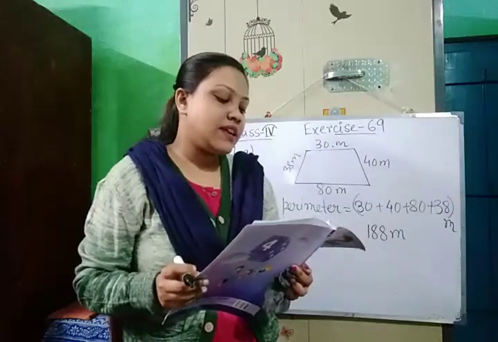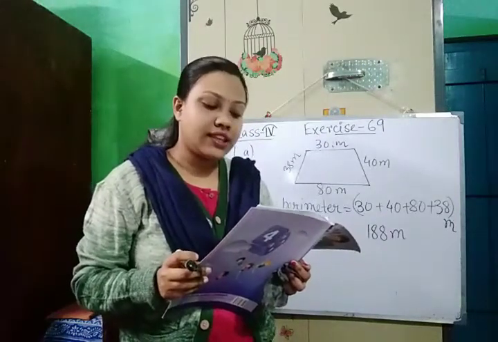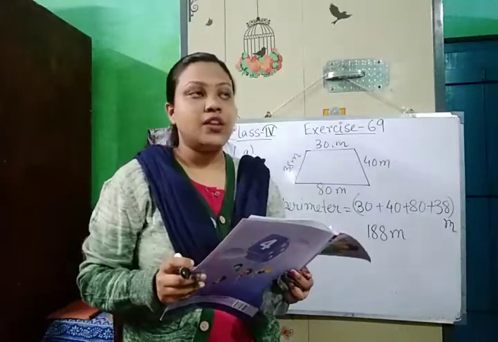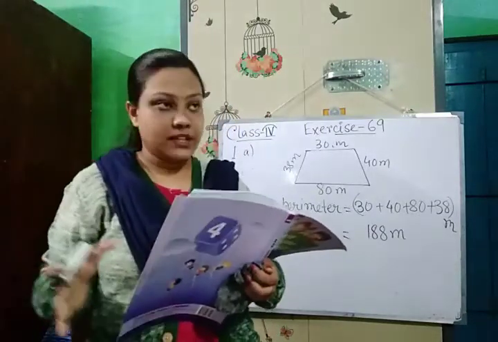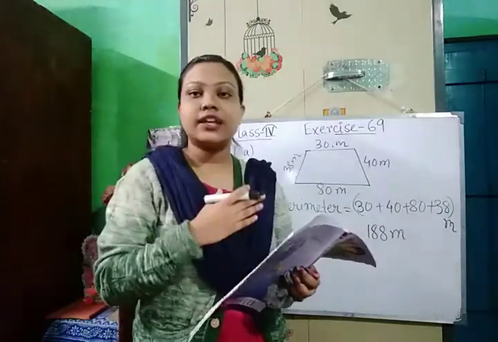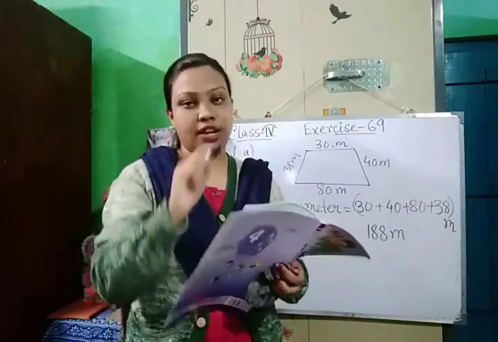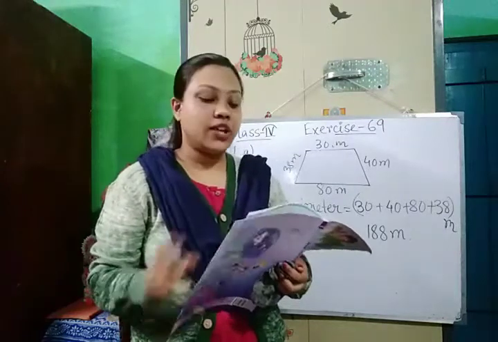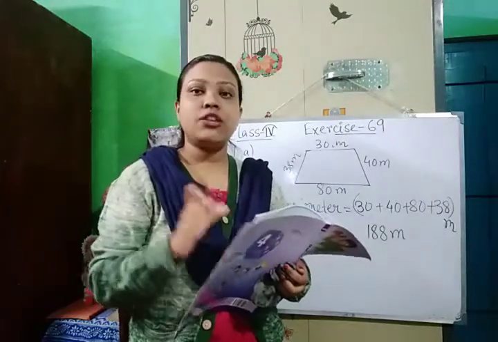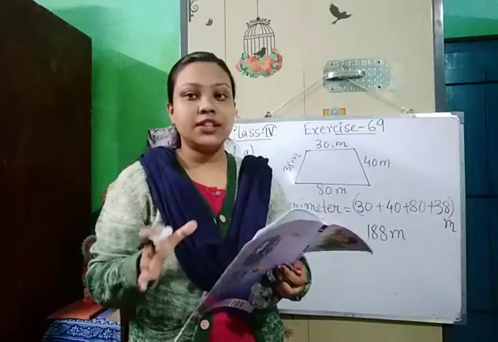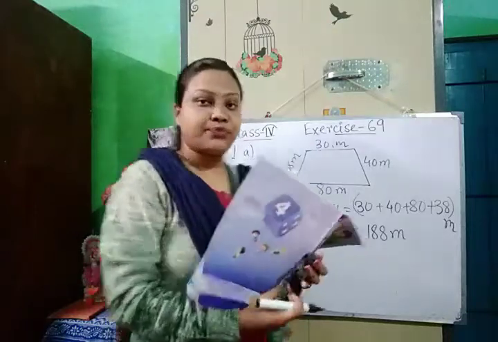Question number 2 is: find the perimeter of triangles whose sides are given. So what is the formula to find the perimeter of triangles? In case of triangles also the same process. We just need to add all the sides of the triangle to get its perimeter. So here the lengths of the 3 sides are given. We just need to add them to get the perimeter.